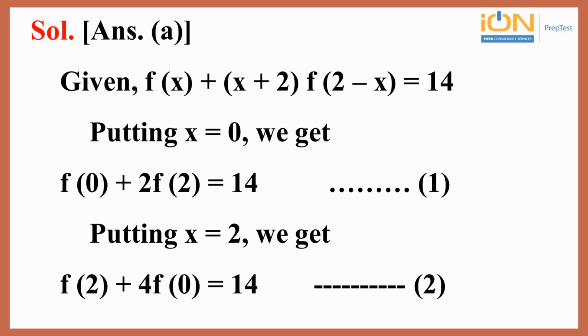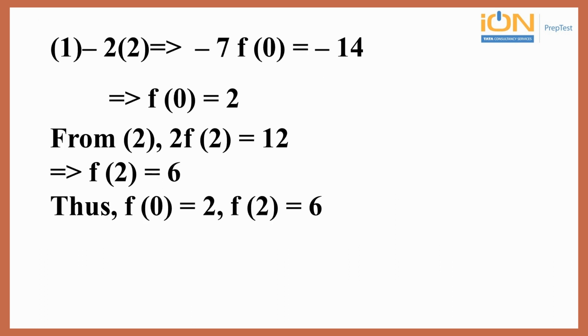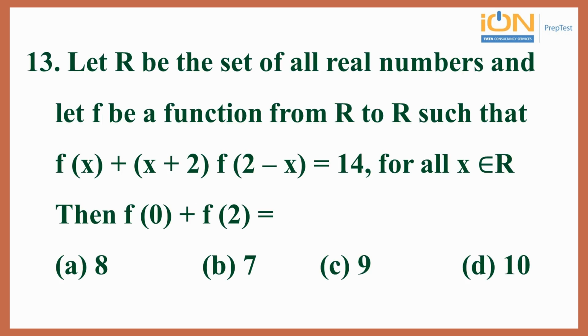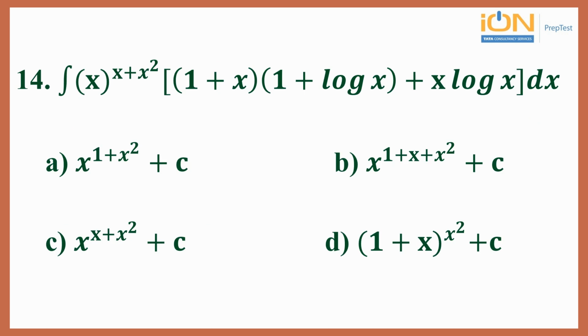Now we have two simultaneous equations in f of 0 and f of 2. So solving them, we will get f of 0 to be equal to 2 and f of 2 to be equal to 6. And that gives us f of 0 plus f of 2 to be 8. The right option is A, that is 8. Let's move to the next question, question number 14.